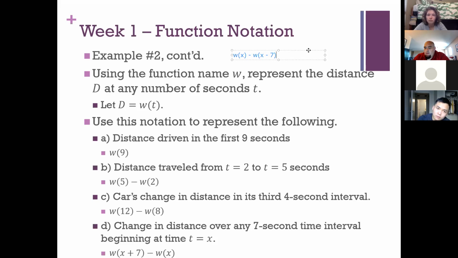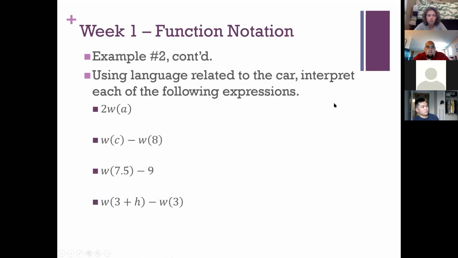All right, any questions on these 4? All right, let me go ahead and clear this out so we can move on. All right, now let's switch gears again. So now I'm going to give you the function notation. Let's go ahead and think about how to express these things in English. So again, I'll give you a couple minutes and then I'll come back and check on you very soon.